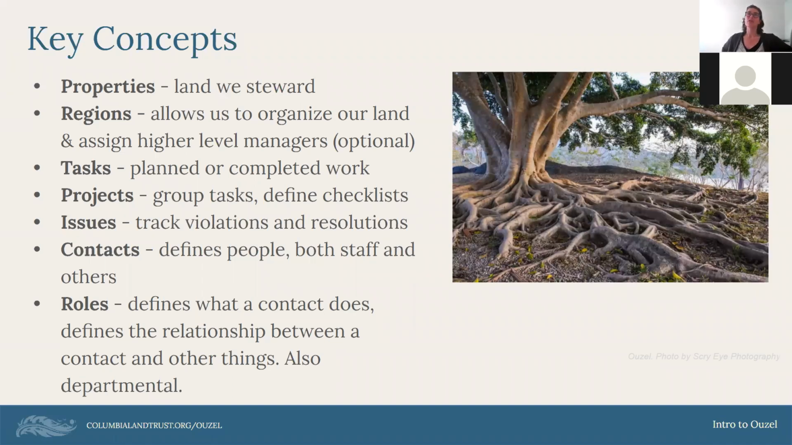So at Columbia Land Trust, we have properties or stewardship units, stewardship areas, and ecoregions. Because we work in a large region, it helps us to be able to group our land in different ways. And then if we want to distribute management responsibilities differently, we have that flexibility at the different levels. So not everybody's using this, but it's pretty handy if it works for you.